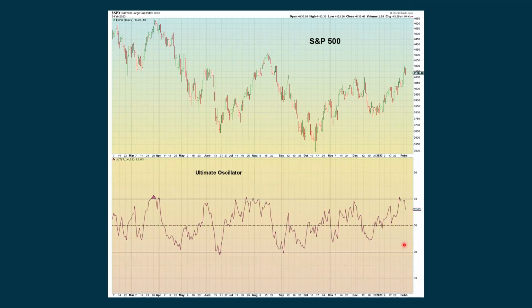The ultimate oscillator, again, looking for extremes above 70 or below 30. When we're above the dashed line, that's positive. We're coming off of a recent extreme positive reading before seeing a decline, but the ultimate oscillator is still positive.